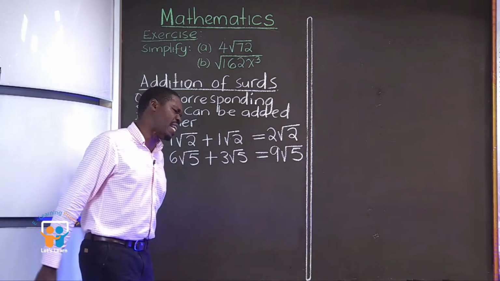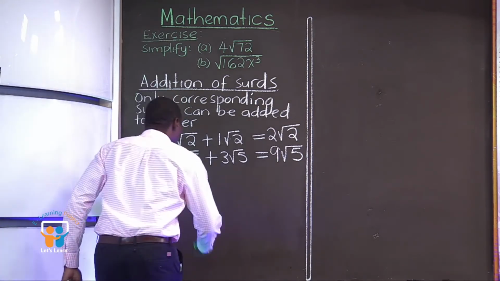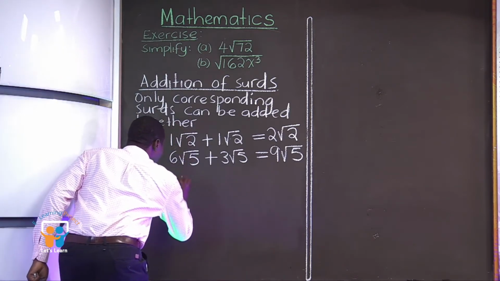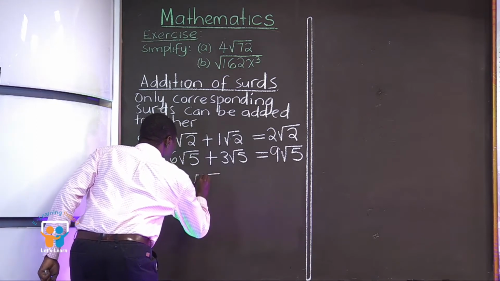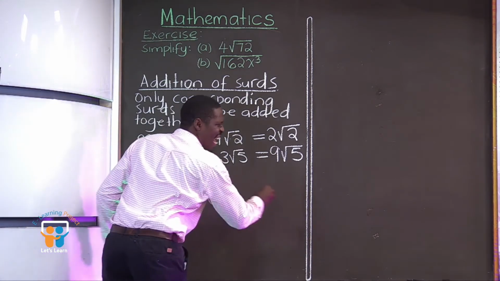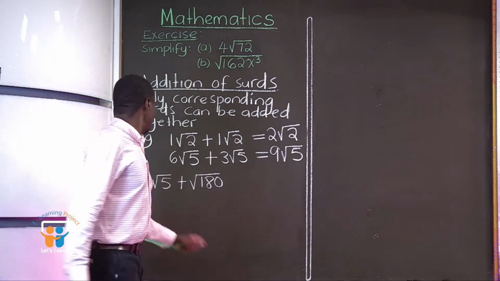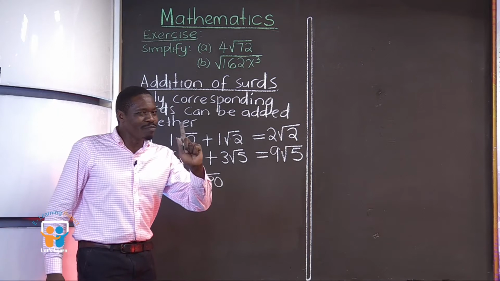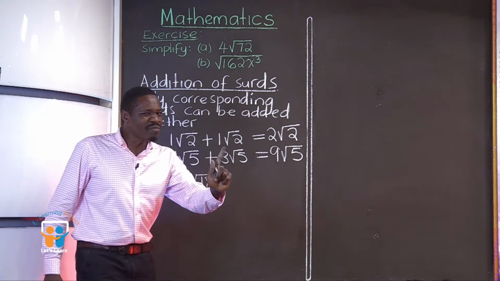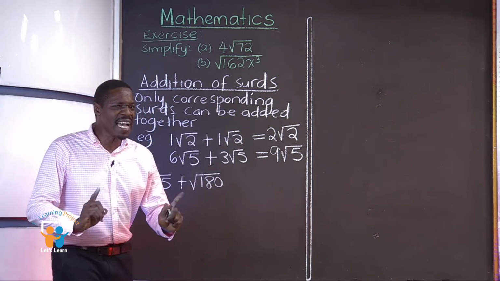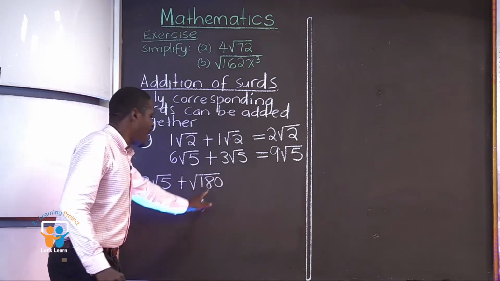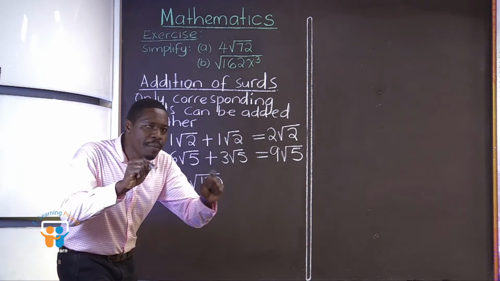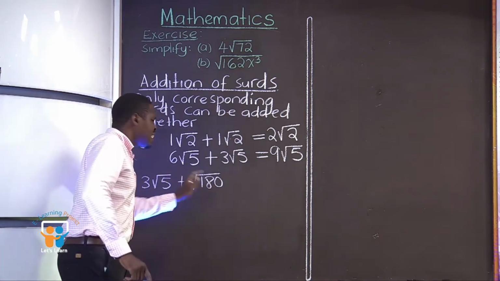Suppose the examiner gave us another example, and he wanted us to add 3 root 5 plus root 180. 3 root 5 plus root 180. Someone is saying, no, Mr. Examiner, don't lie to us. These two are not corresponding surds. Yes, I know as per now they are not corresponding surds. But we can do something to make them corresponding. We can simplify the second one.